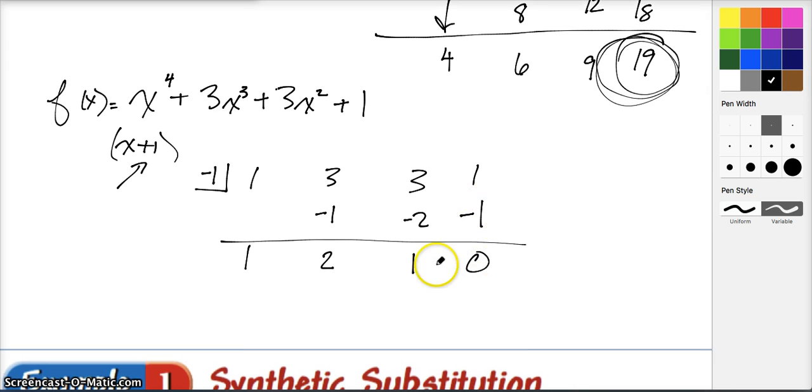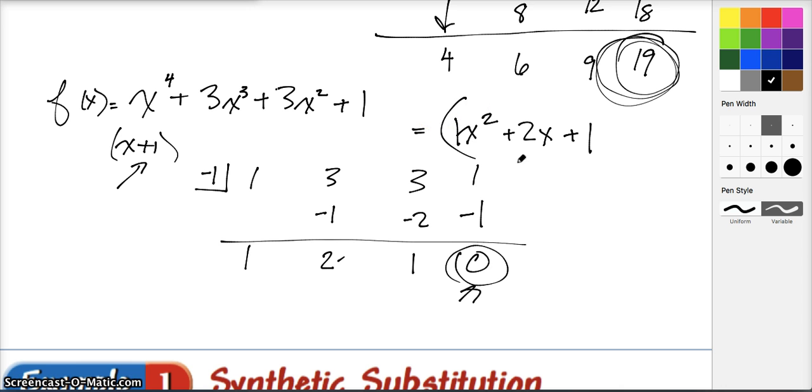A couple things are happening here that I want you to see. I said that the reason we were doing this is because we knew that x plus 1 is a factor. We can tell from synthetic division that this being 0 means there's no remainder, and that this is going to be the quotient, the answer. So the depressed polynomial here would be, this is the remainder, this is the constant, this is the x term, this is the x squared term. So 1 times x squared plus 2x plus 1. This is the depressed polynomial that we're dealing with.